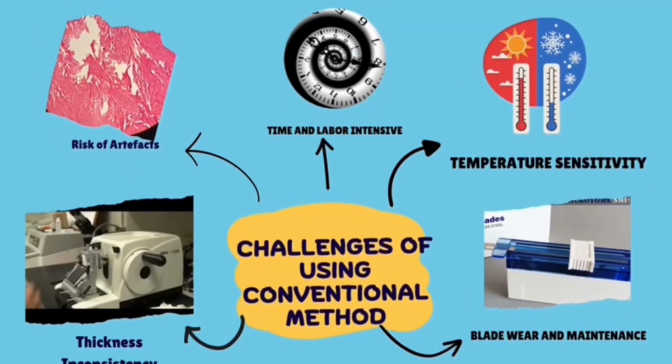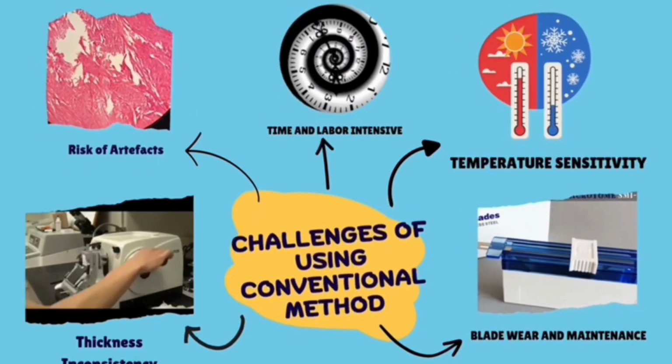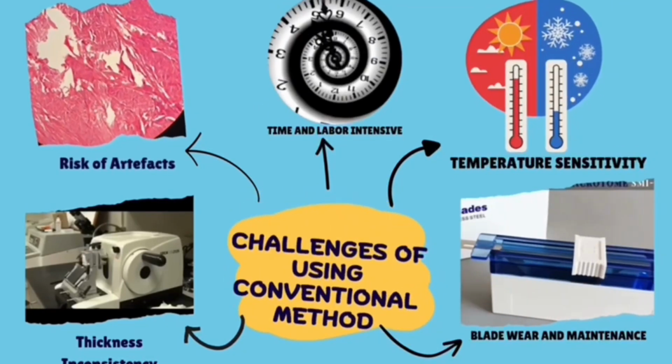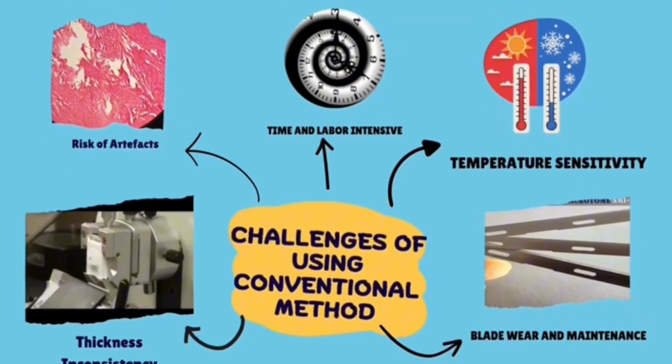Temperature sensitivity. Wrong temperatures during sectioning can harm tissue quality. Overly warm paraffin-embedded tissues may soften and compress, while overly cold ones can shatter. Cryosectioning also has similar temperature issues.